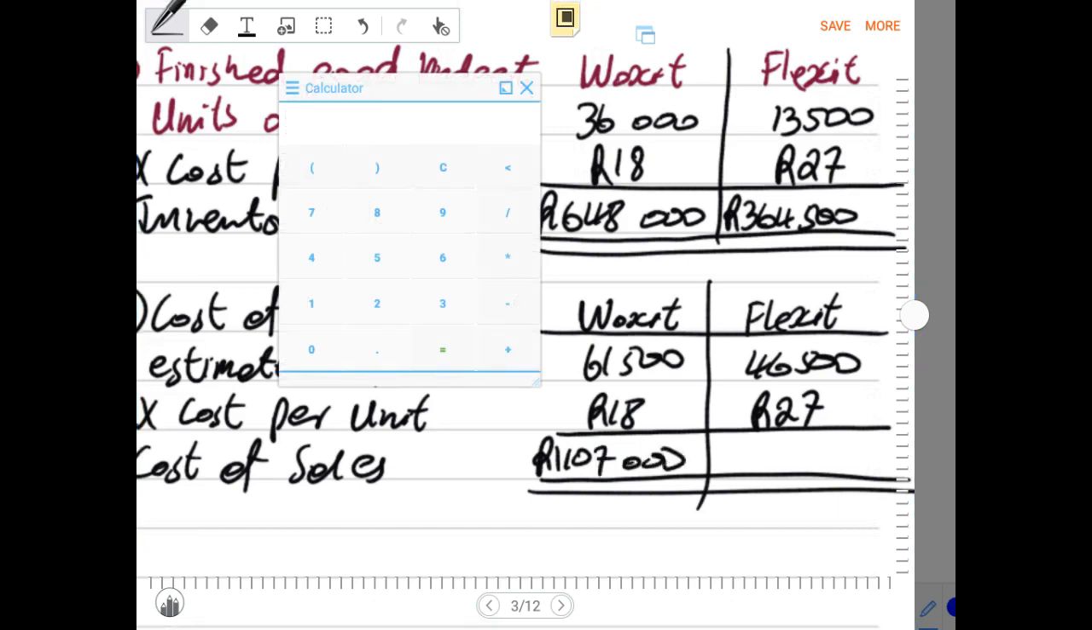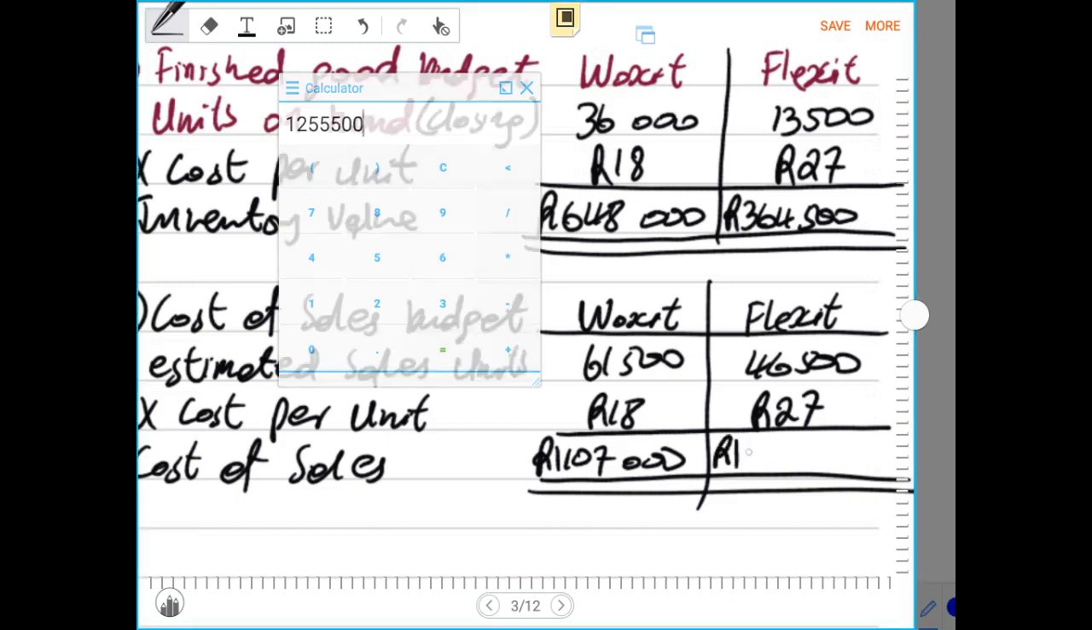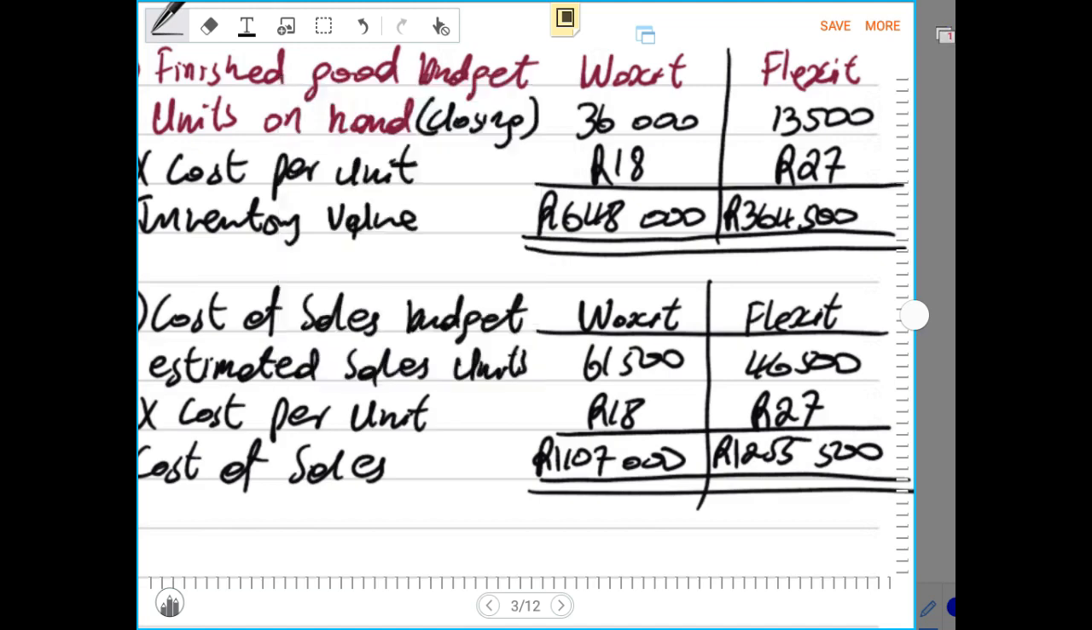And the second one will be 27 times 46,500. That will give us 1,255,500. So now that is the total of the cost of sales, a very short budget.